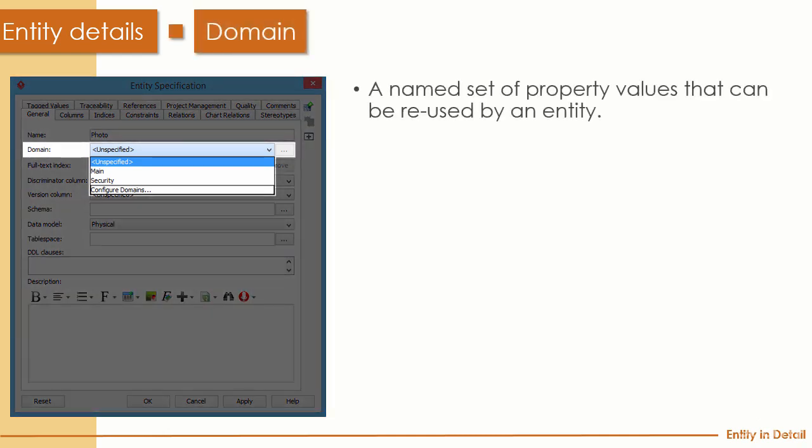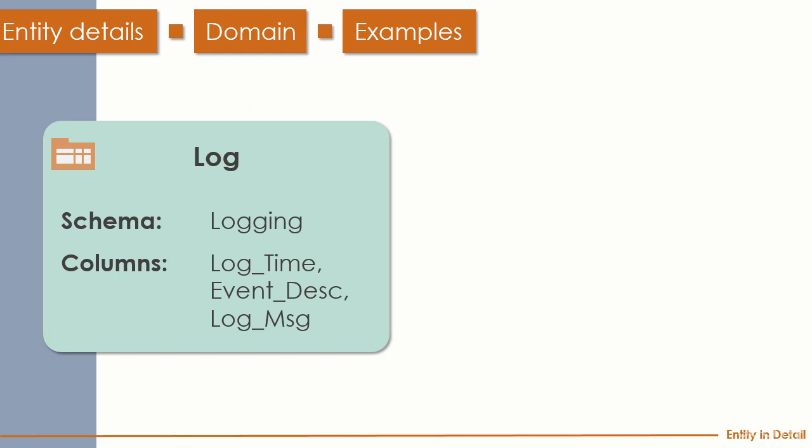First is of course the name, but the first property below the name is called domain. A domain is a named set of properties that can be reused by any entities. Okay, it's very abstract. Let's give an example. For example, you have a log. You can define the log as a domain, and when an entity applies the log domain, it will come along with all the properties you set. For example, which schema it is in, or what columns are included.